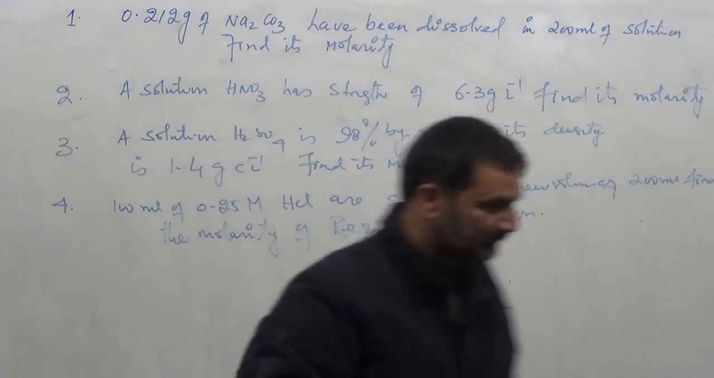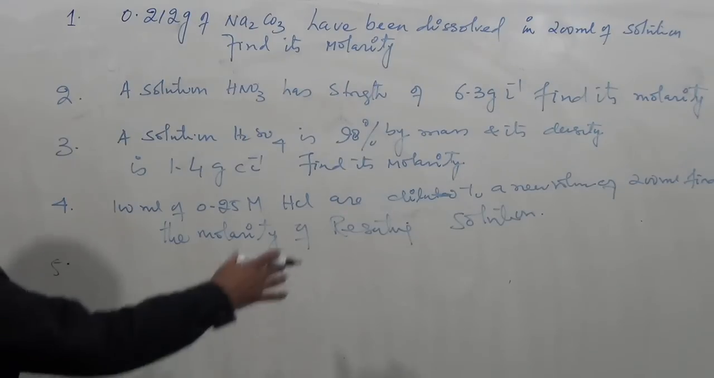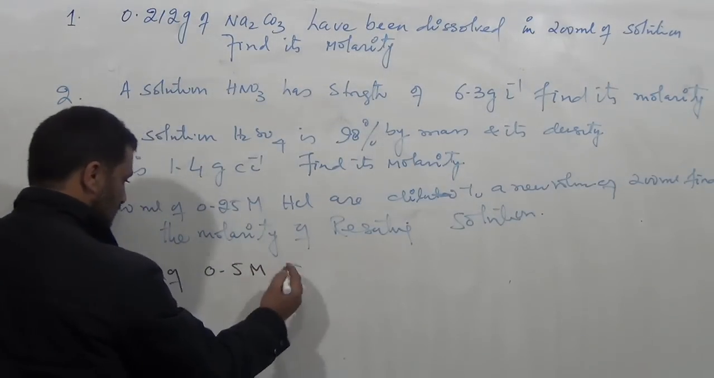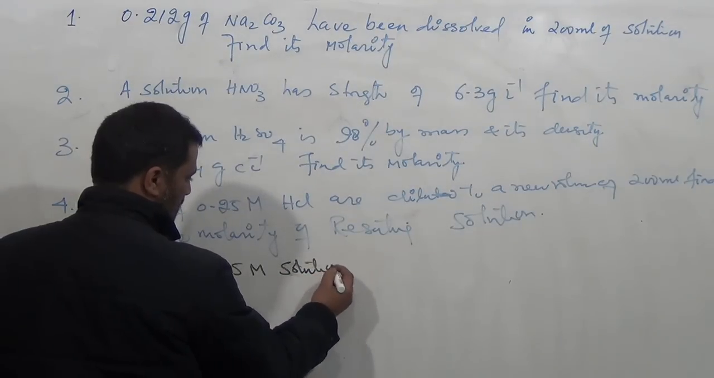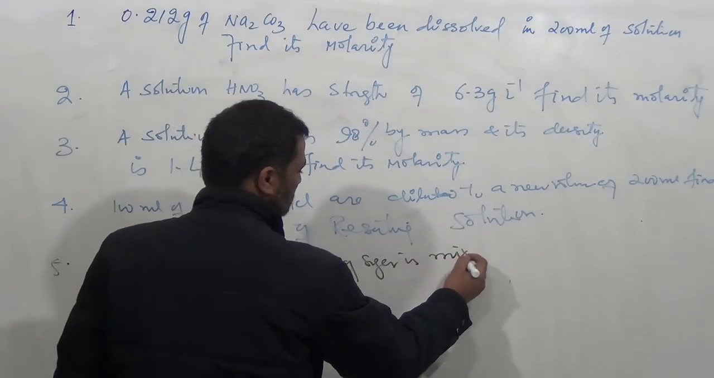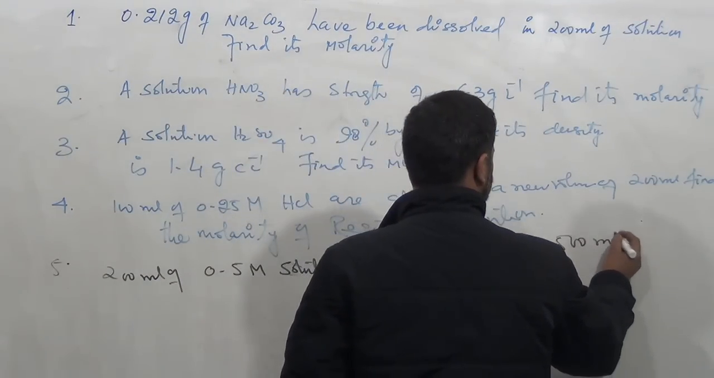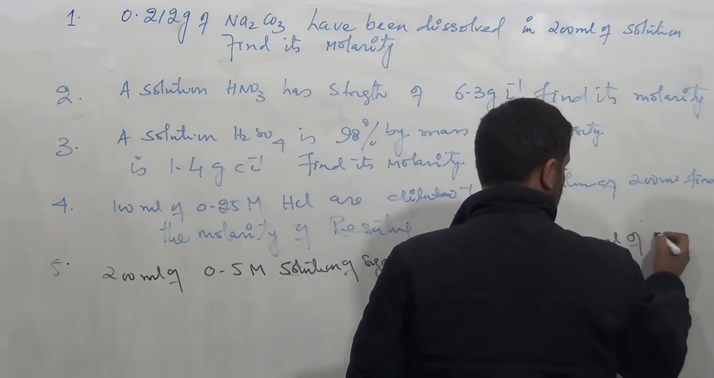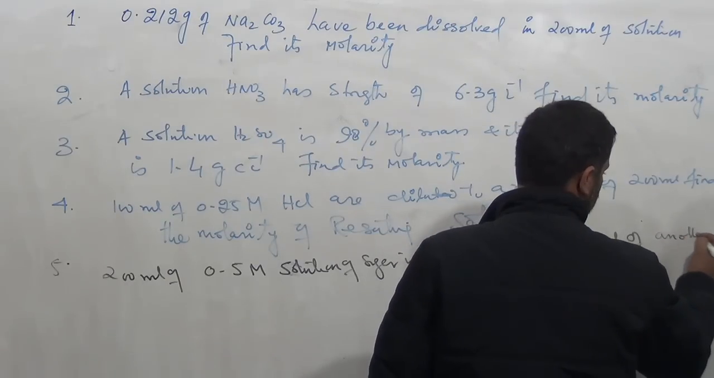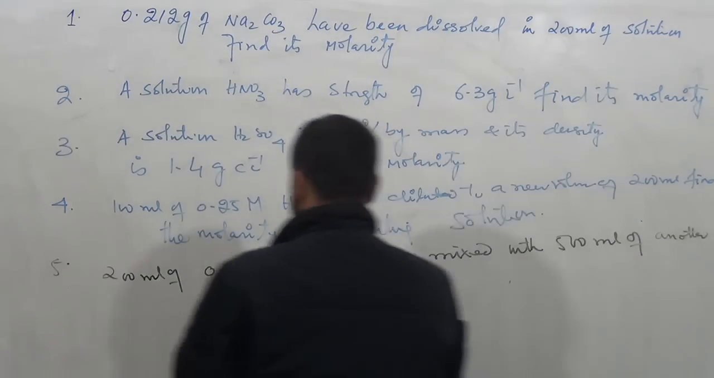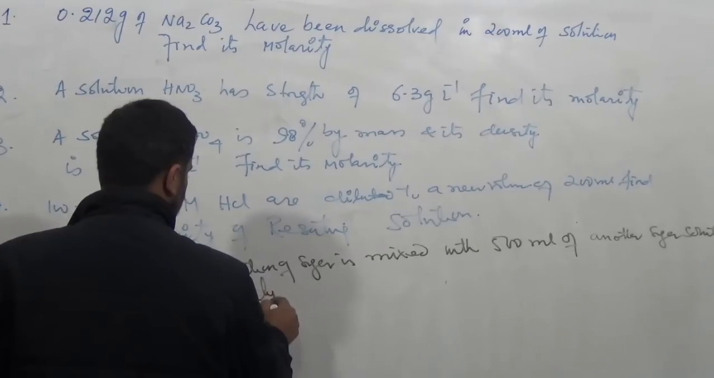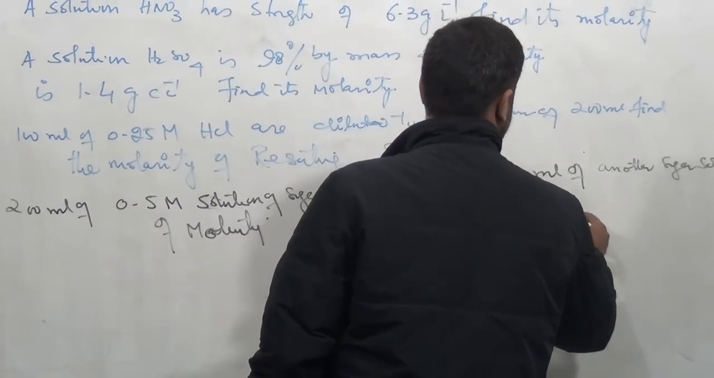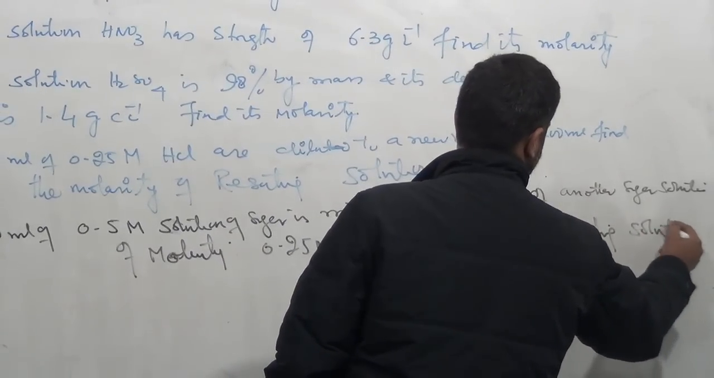Now, next question, fifth. I will give 6 questions. 200 ml of 0.5 M solution of sugar is mixed with 500 ml of another sugar solution of molarity 0.25 M. Find the molarity of the resulting solution.